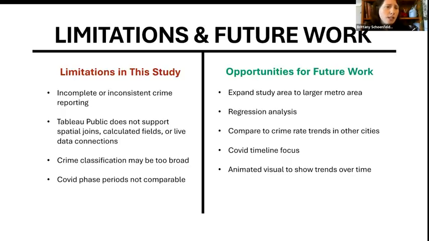Some limitations of this study include incomplete or inconsistent crime reporting. The free web interface of Tableau Public does not support spatial joins, calculated fields, or live data connections. That's in a paid-for version. Also, my crime classification here may be too broad. If we narrowed that down, we might uncover more of the story here. And we could focus in on the COVID timeline. My COVID phase periods are not comparable. So narrowing that study time frame could give us a more focused view on the COVID timeline.